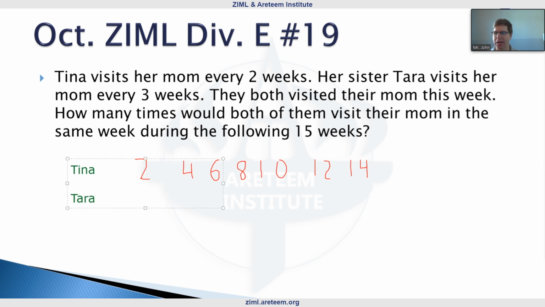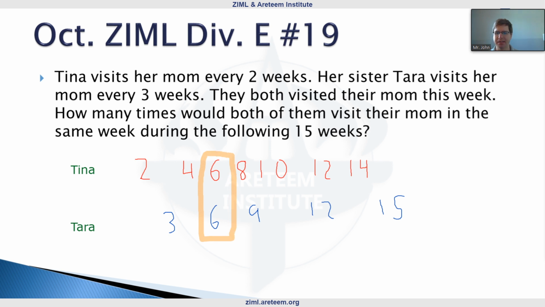So let me spread out the Tina and Tara a little bit here. And then we could make the same list for Tara. It's of course not the same list, and I'm going to have to squeeze some stuff in here. So Tara: 3, 6, 9, 12, and then 15. Okay, so what do we want to notice? We want to notice this 6, and people are pointing this out in chat. That is great. So every 6 weeks, they actually visit together.